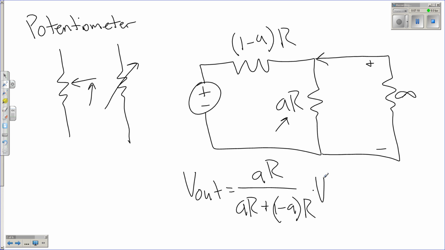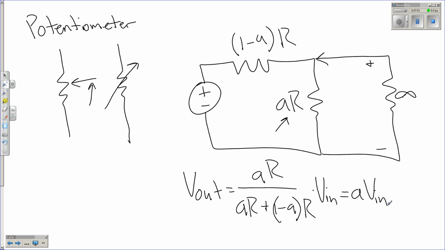If you look at our equation here, we solve this out. R times 1 is R. R times negative A is negative RA. That cancels out on the denominator. We get AR over R. So what this really equals is A times Vin, where A is that constant that tells us what percentage our potentiometer is set to.